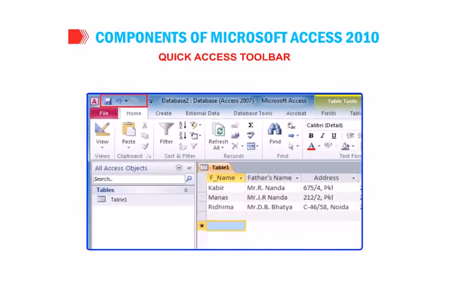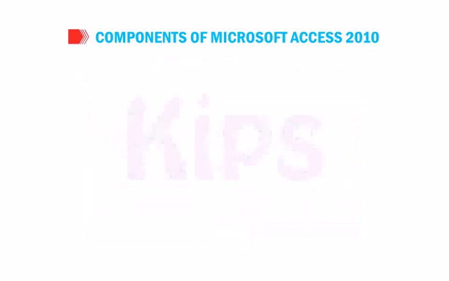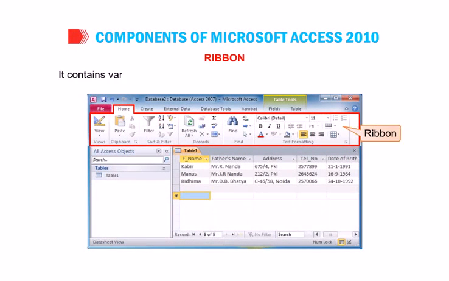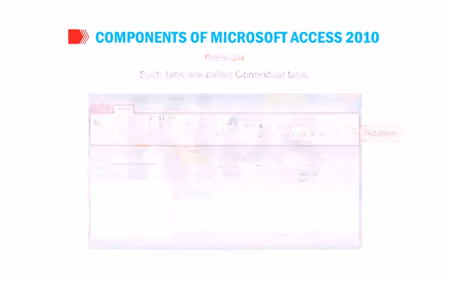Quick Access toolbar. This toolbar is present at the top left corner of the Access window. It contains the most frequently used command buttons. By default, it has 3 buttons which are Save, Undo and Redo. Ribbon. It contains various tabs, each with several groups of relevant commands. Some tabs appear when you work with certain objects like forms. Such tabs are called contextual tabs.